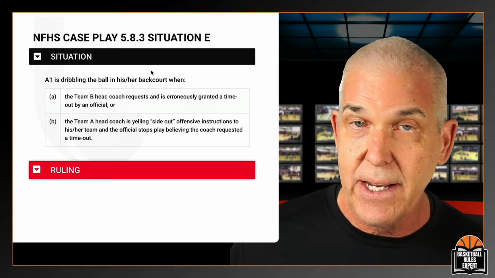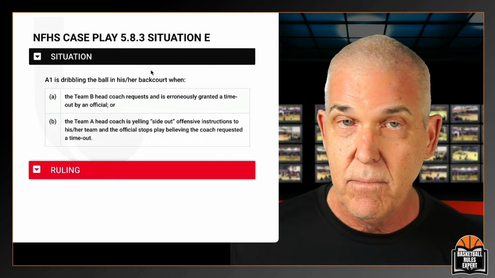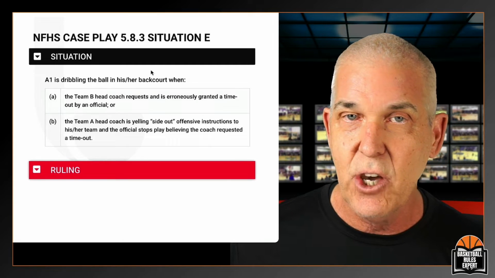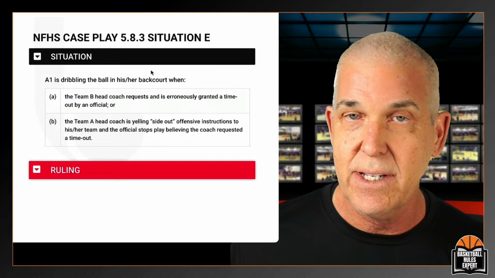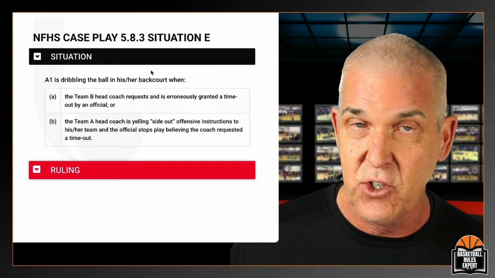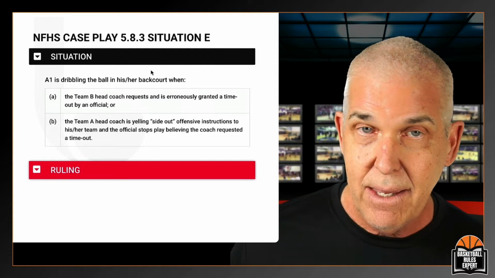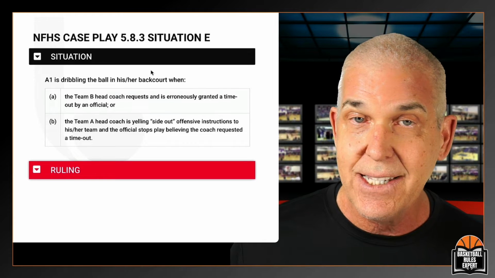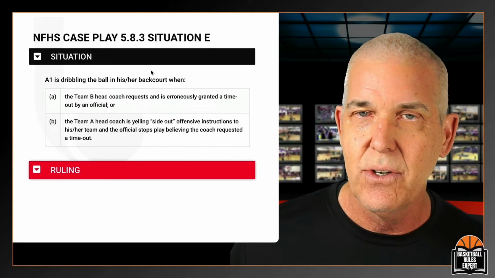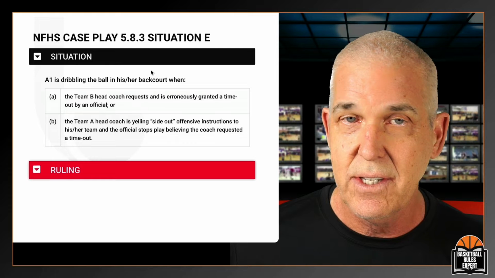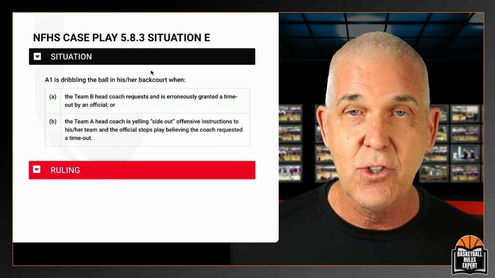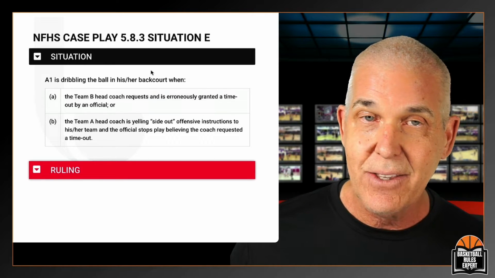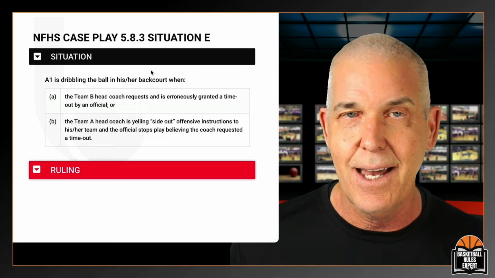A1 is dribbling the ball in his or her backcourt when A, the Team B head coach requests and is erroneously granted a timeout by an official, or B, the Team A head coach is yelling side out offensive instructions to his or her team and the official stops play, believing the coach requested a timeout.